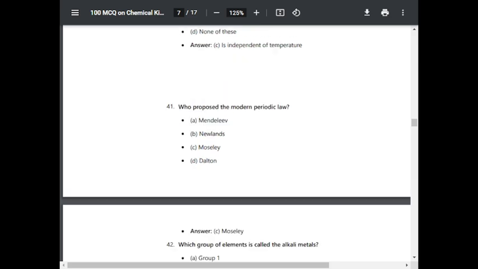Who proposed the modern periodic law? Option A Mendeleev, option B Newlands, option C Moseley, option D Dalton. The correct answer is C Moseley. Moseley proposed the modern periodic law.